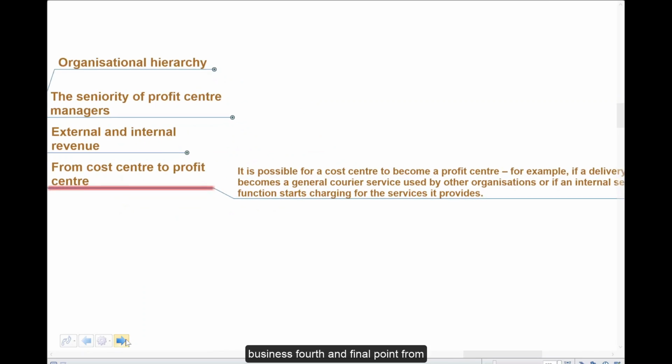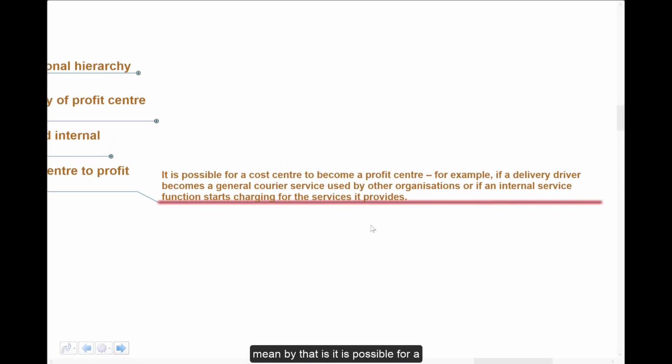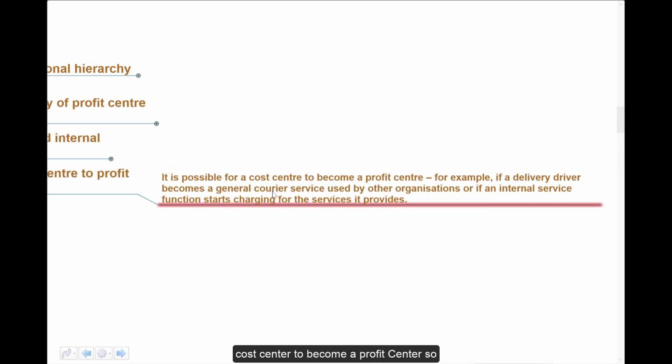Fourth and final point, from cost center to profit center. Now, what we mean by that, it is possible for a cost center to become a profit center. So, for example, if the delivery driver becomes the general courier service used by other organizations, or perhaps, for example, if an internal service function starts charging for the services that it provides, okay? But for me, the first 3 points are probably the most important.